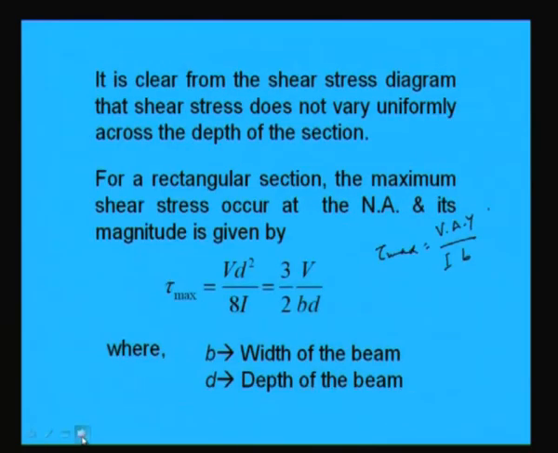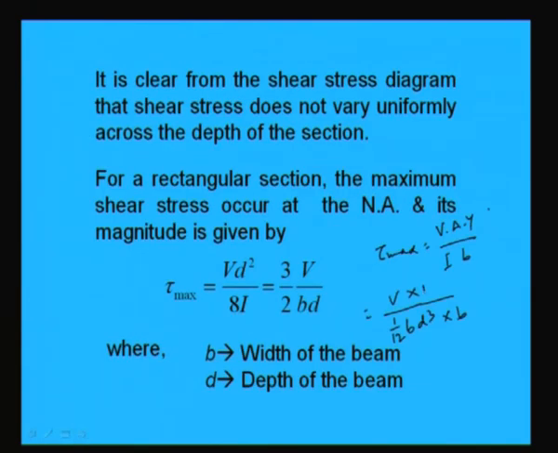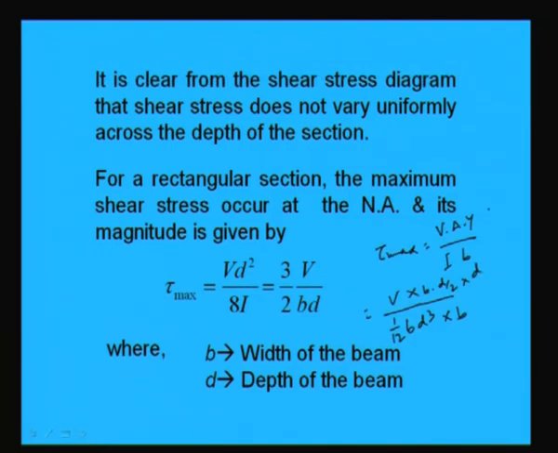So, if we put the value, what will happen? V by I means 1 by 12 B D cube, and area, since we are going to find the maximum shear stress, will be this portion, that means B into D by 2. And Y will be acting at the center of this portion, so this will become D by 4, into D by 4.